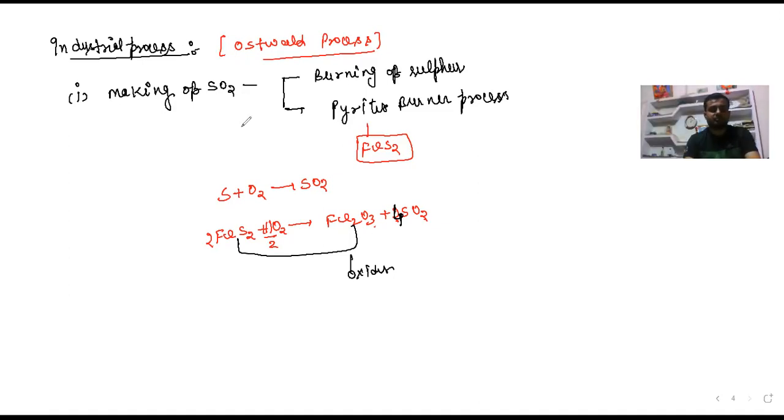Yes, beta. One second, I'm just doing it. I think it is balanced as I know. So, yeah, I'm not sure, sir. FeS2 plus 11O2 gives 2Fe2O3 plus 8SO2. Isn't it? Now you can check it.